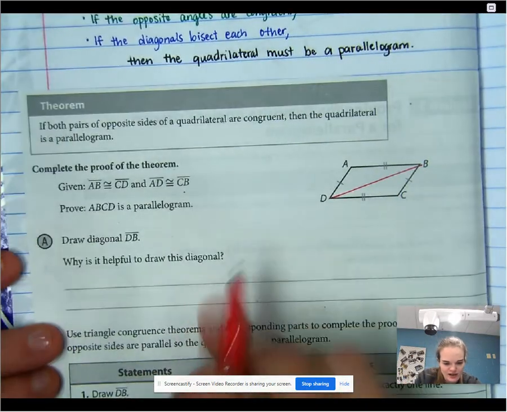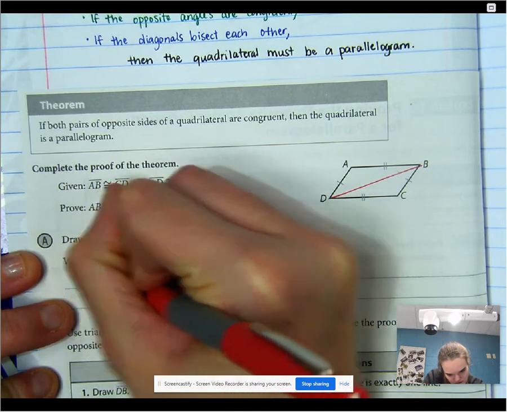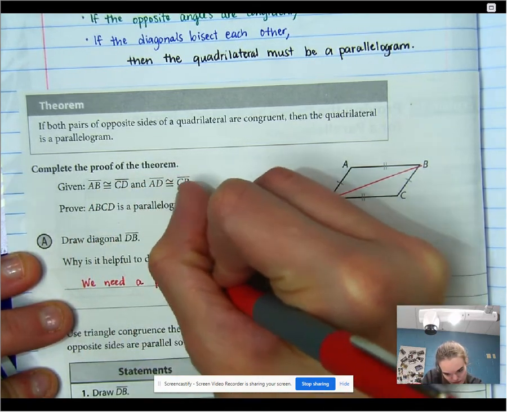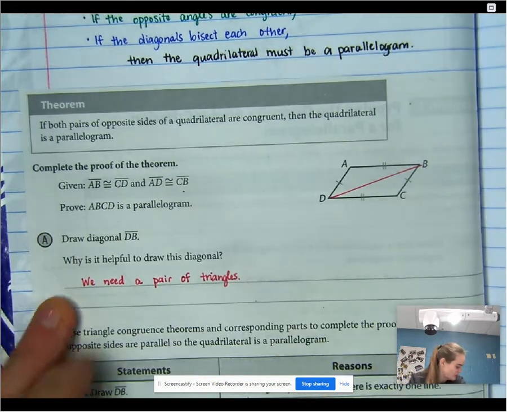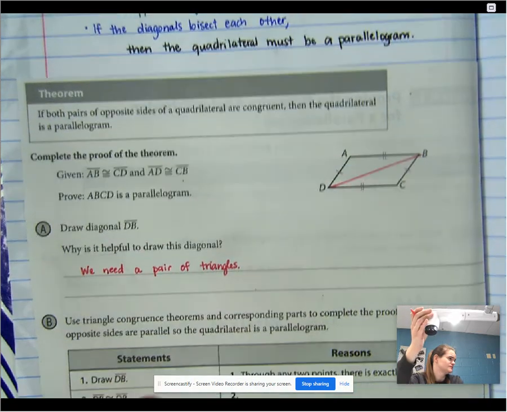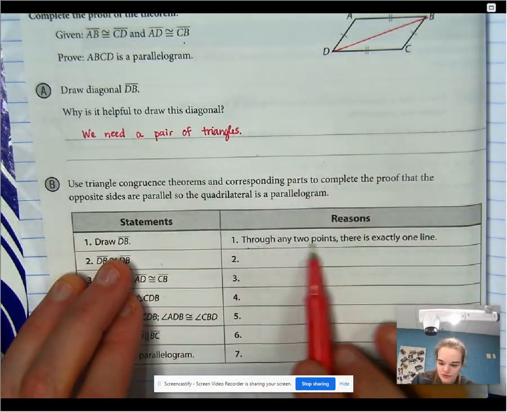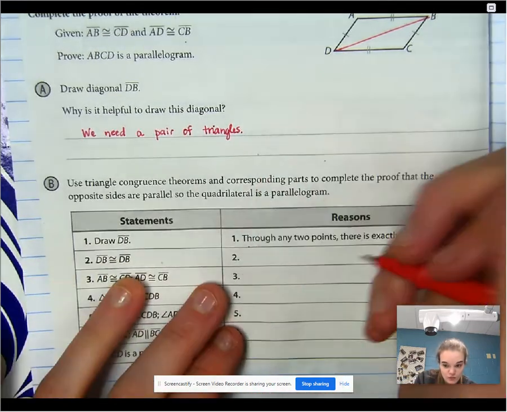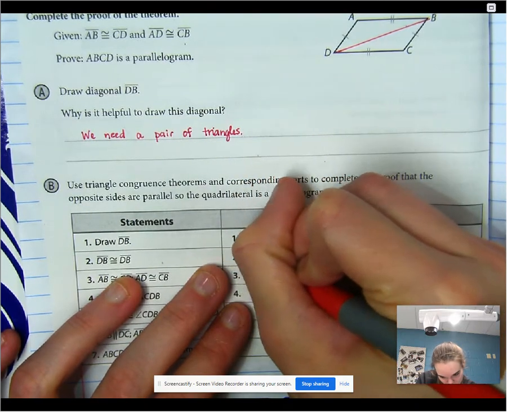And it says, why is that helpful? We need a pair of triangles to prove this. You almost always need triangles. Okay, so now let's focus. Draw DB, we did that because through any 2 points there's exactly one line. Now DB is congruent to DB. Why? Reflexive property. You should know that one in your sleep.